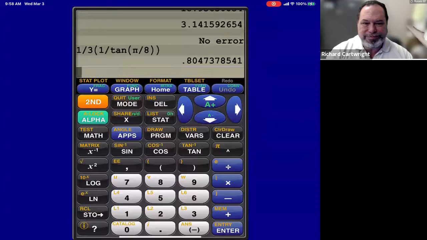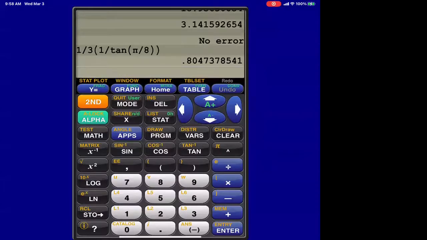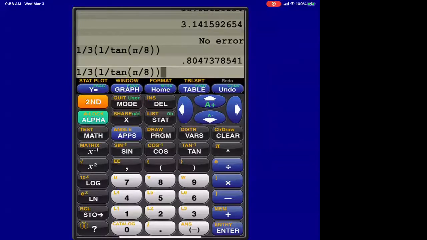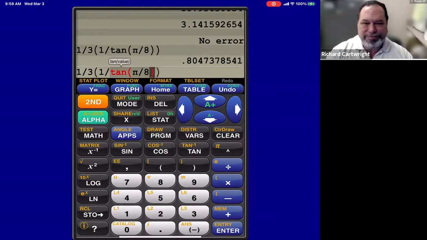Wait, it didn't come out right. It's because it's 2 times pi over 8. Oh, it was 2 times pi over 8? Yes. So that would be a 2 in here. Let's see if it works.